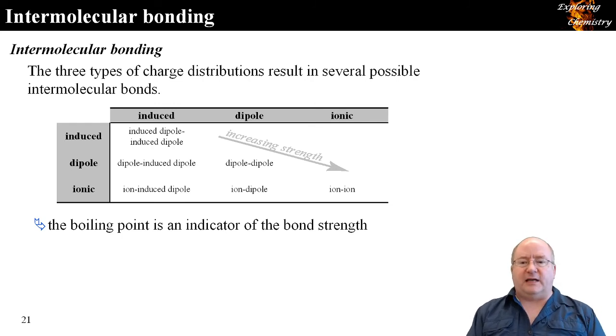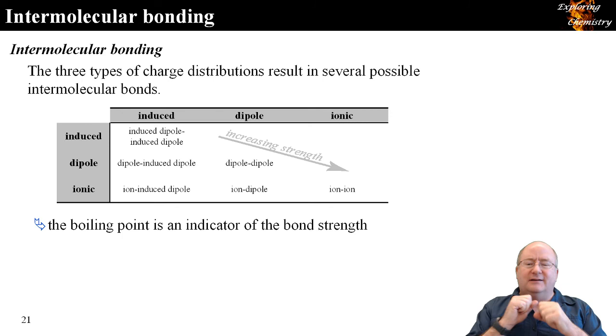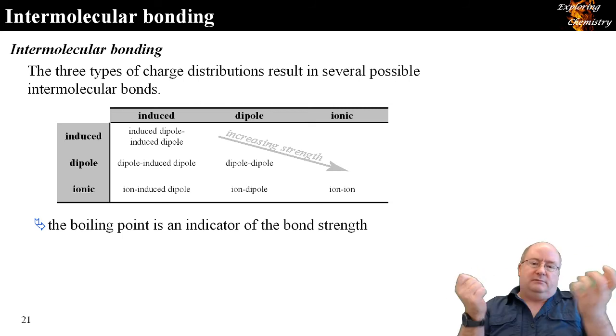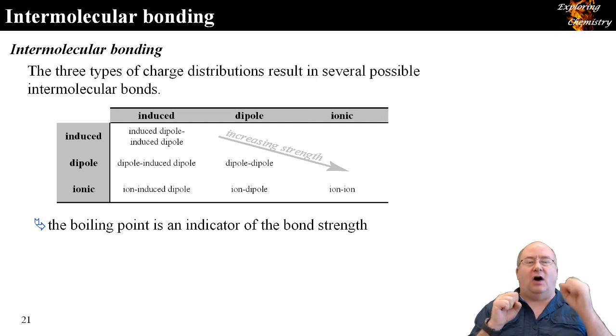With those three types of charge distributions, we have several possible types of intermolecular bonds. If you have two things that only have induced dipoles, it would be an induced dipole interaction, sometimes called London forces, although I don't use that term that often, but your textbook does. You can also have dipole interaction, ion-ion interaction, or the mixed interactions. Dipole with an induced dipole would be, for example, oxygen dissolved in water. Oxygen is induced dipole, water is dipole or hydrogen bond, and so the interaction of dissolved oxygen with water is a dipole-induced dipole interaction.